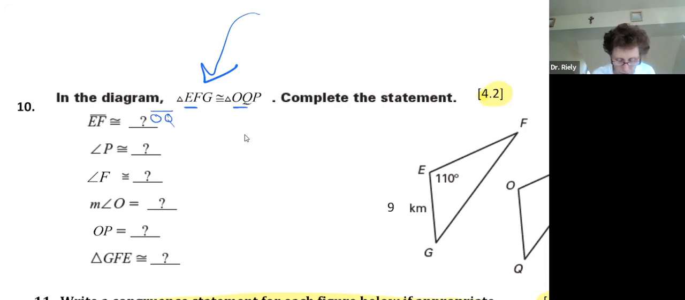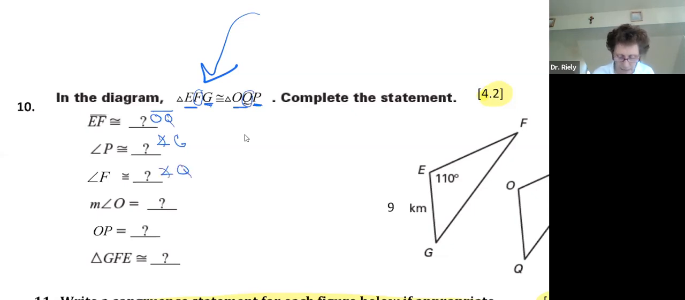Okay, the next question says, angle P is congruent to what angle in the other triangle? So in this case, angle P is here. It's the last letter. That's going to match up with the last letter here. So that's going to be angle G. Angle F is congruent to what angle in the other triangle? Here is angle F. It's the second letter. Pick the second letter here.